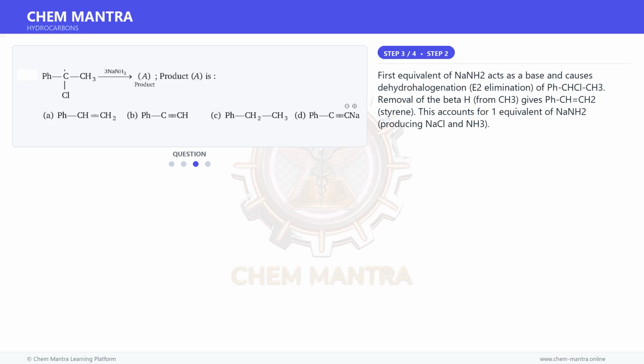Moving on to the next step. The first equivalent of NaNH2 acts as a base and causes dehydrohalogenation, E2 elimination of Ph-CHCl-CH3. Removal of the beta H from CH3 gives PhCH=CH2, styrene. This accounts for one equivalent of NaNH2, producing NaCl and NH3.